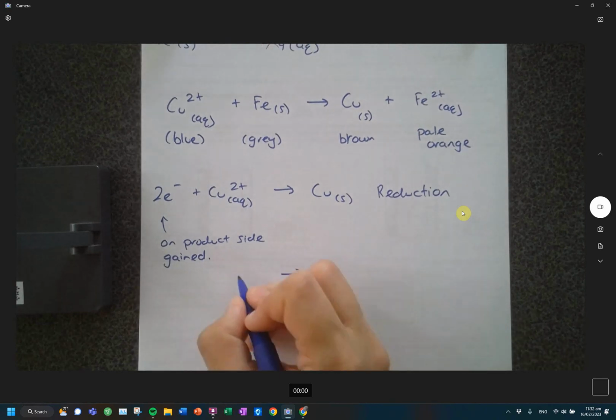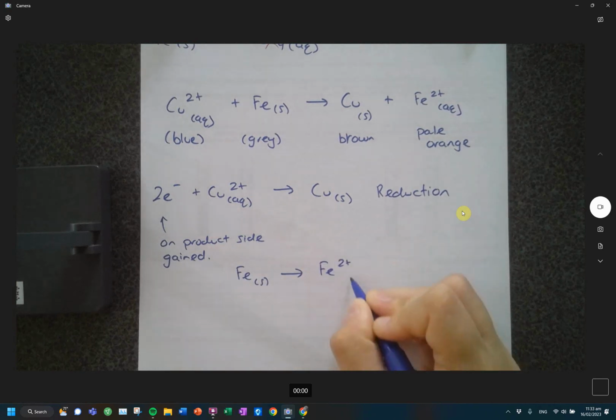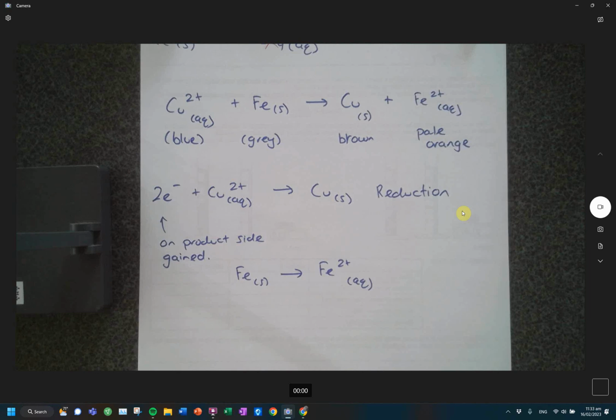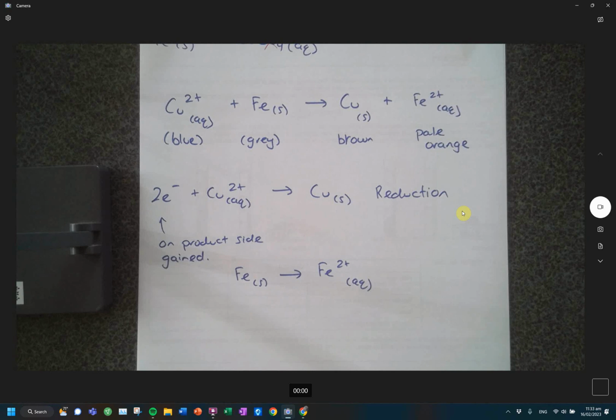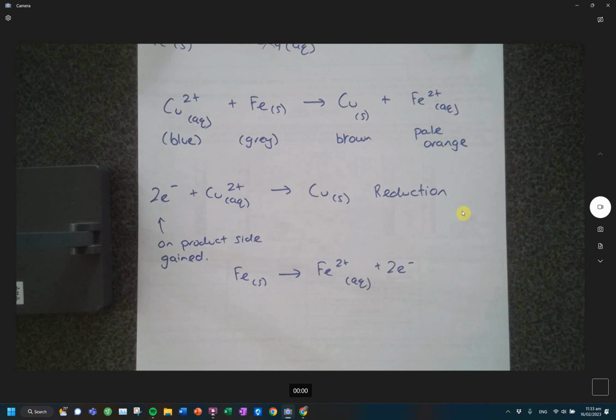Lining it up again. Here's my iron. That's a solid going to iron 2. That is now aqueous. All right. Electrons. I see that this doesn't have any charge, and now it has a +2 charge. So what happened? It's been oxidized. It has lost electrons. So if I want to show lost electrons, product side.